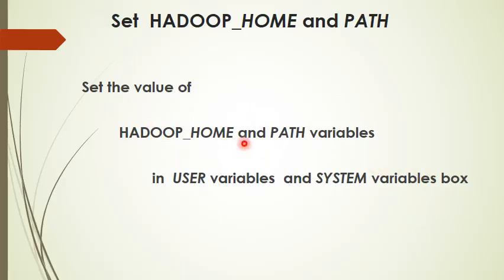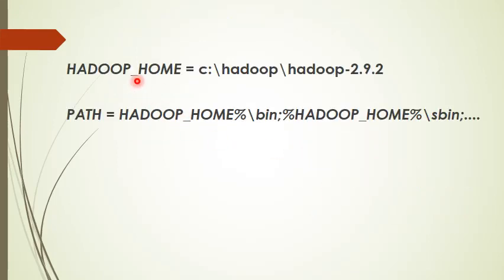Set the values of Hadoop home and path variables in the user and system variables. Hadoop home is c/hadoop/hadoop-2.9.2 and path again %HADOOP_HOME%/bin and %HADOOP_HOME%/sbin. In the Java directory, when we were doing installation, we added two directories, bin and lib. Here we will add /bin and /sbin. Keep that in mind. The rest of the entries remain the same. We don't bother about those.